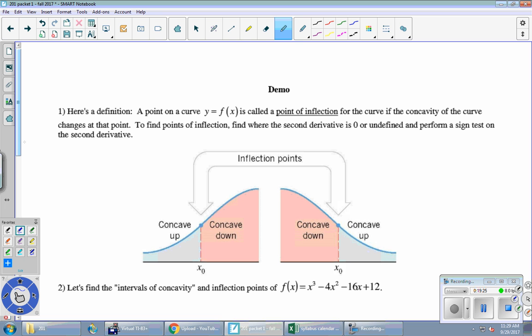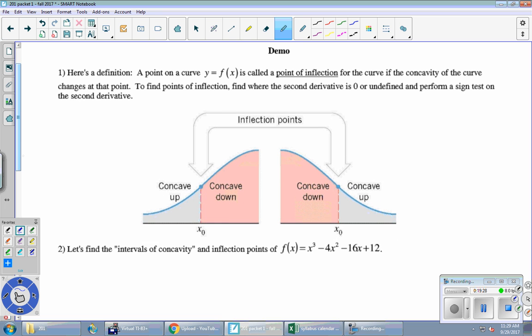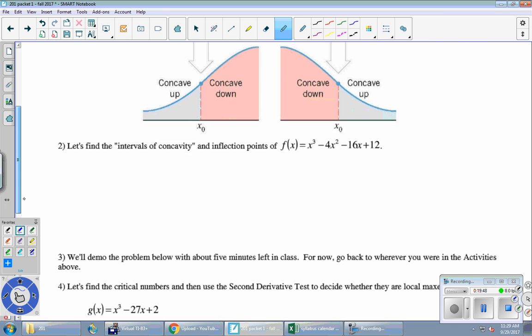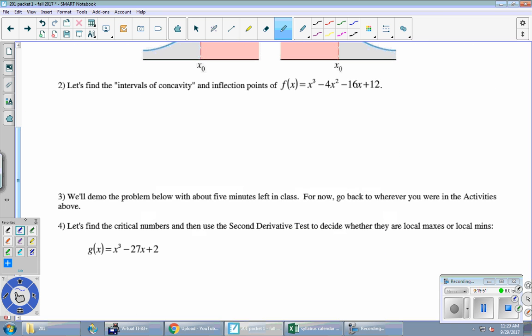Okay, so how are we going to find the inflection points? Well, if the graph is concave up, then the second derivative is positive. And if the graph is concave down, the second derivative is negative. And so what do you think the second derivative is where it changes? 0, because it's the only number that's between the positive numbers and the negative numbers. So what we do to find where the points of inflection are is to take the second derivative and make it equal 0.